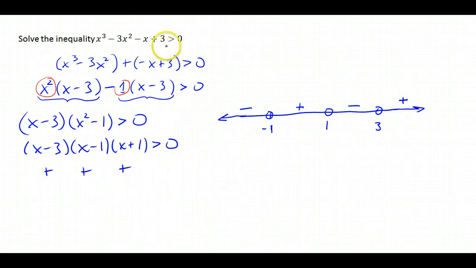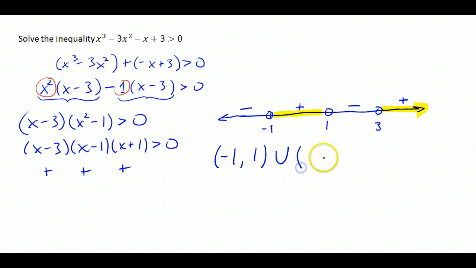Now we originally wanted all values of x that make this whole thing more than 0. In other words, we want the values of x that make it positive. So that will be right here and right there. In interval notation, we would say that x can go from negative 1 to 1 in union with 3 to infinity.